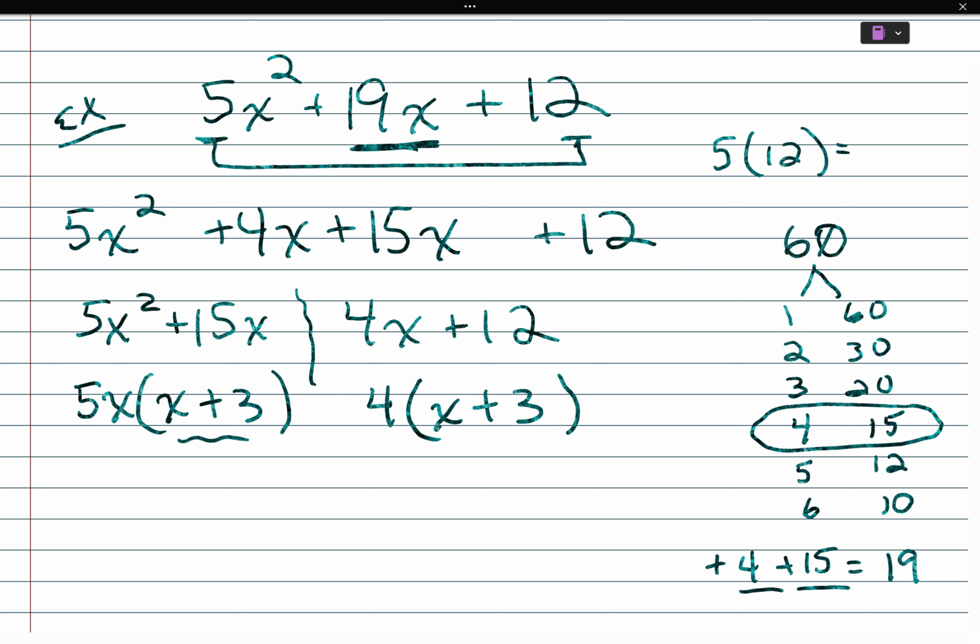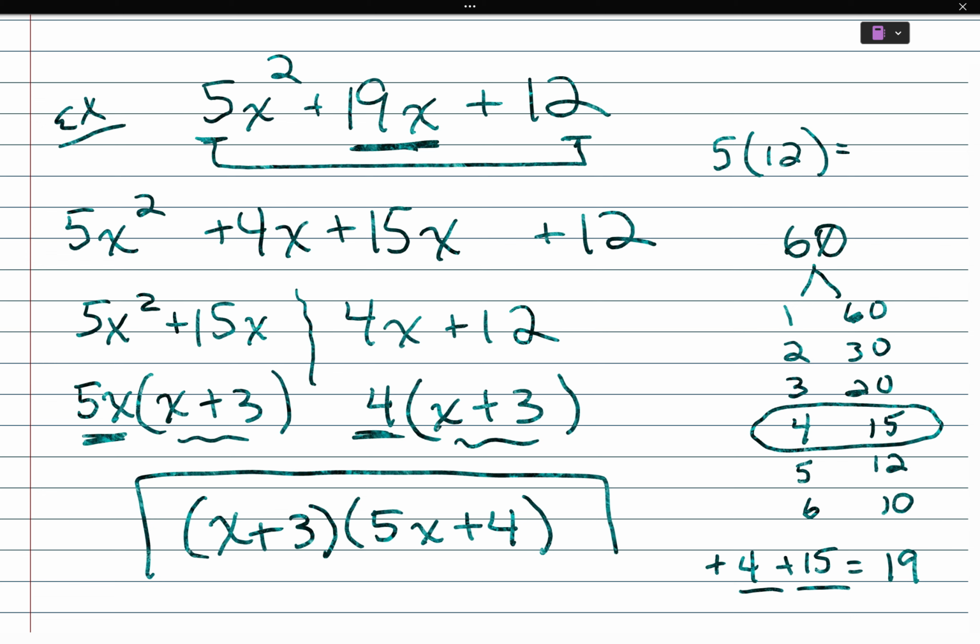I see what's repeating, which is the x plus 3. So I put that as my GCF of the entire expression. And what's on the outside? The 5x plus 4, I put in their own parentheses. And there we have the factorization being x plus 3 times the quantity 5x plus 4.